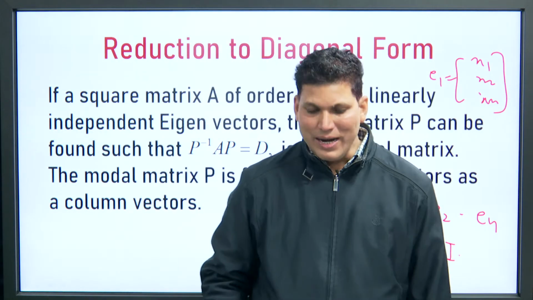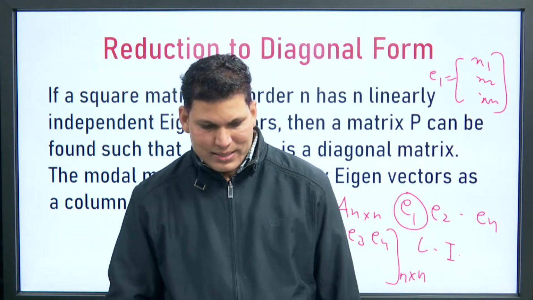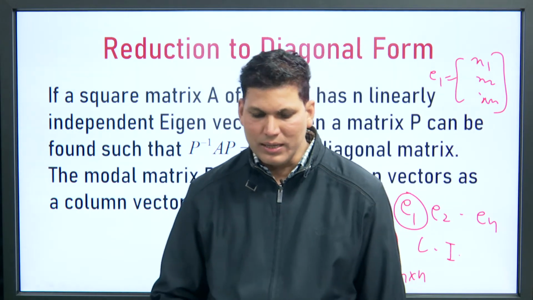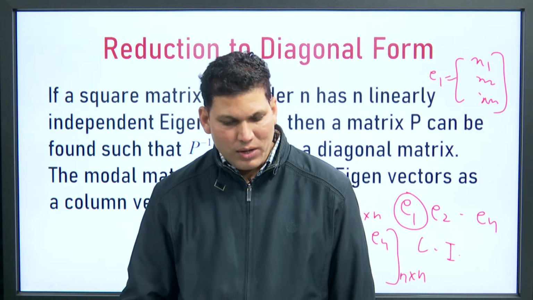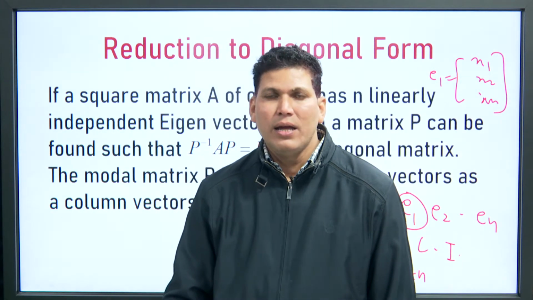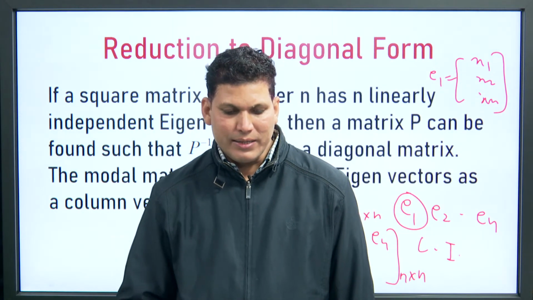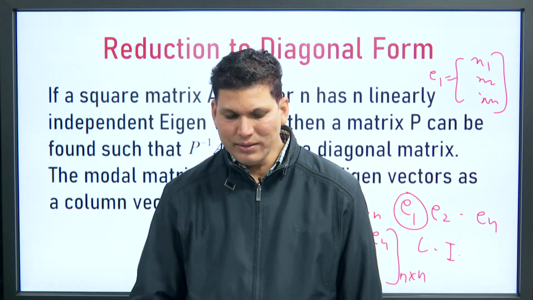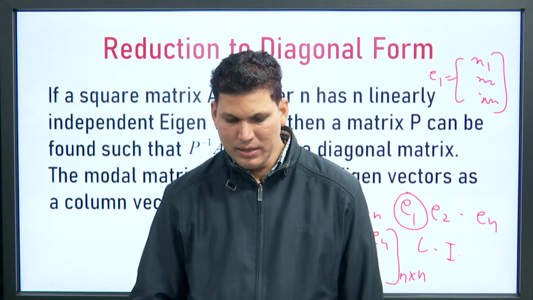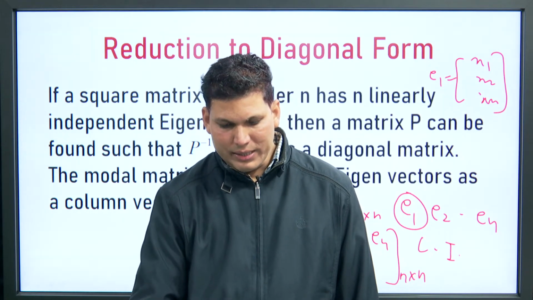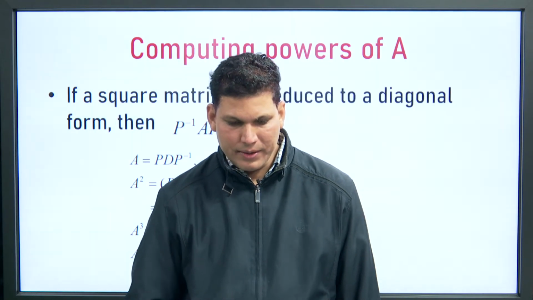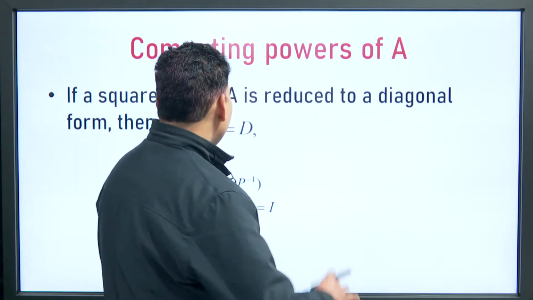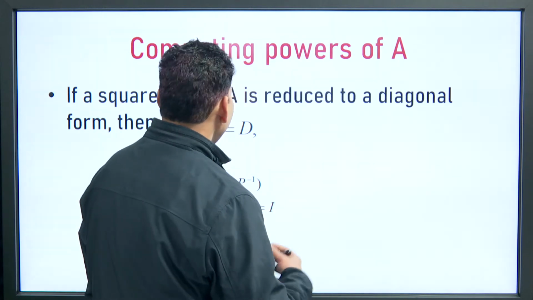If we find this modal matrix and P inverse AP equals a diagonal matrix, then the matrix is diagonalizable. And if we get n linearly independent eigenvectors in the case of a square matrix of order n, then the matrix is diagonalizable. And what is the process to compute powers of a square matrix through diagonalization?